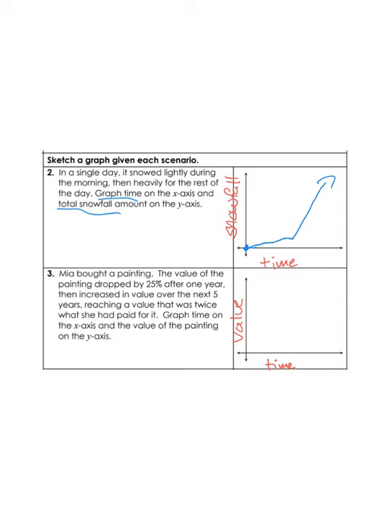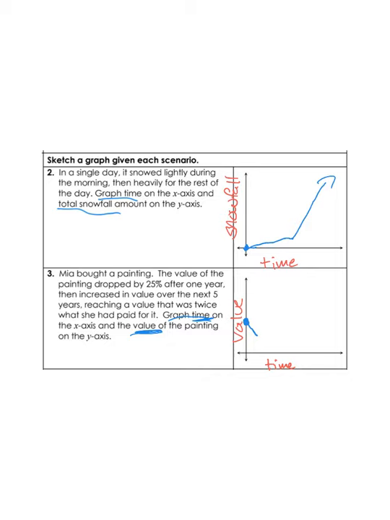So once again, we make sure we get our time on the x and value on the y. This one starts with some value, which we want to make sure drops about 25% in 1 year. So, okay, only about a fourth of the way down.